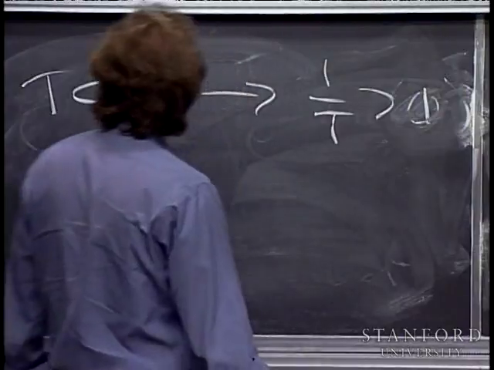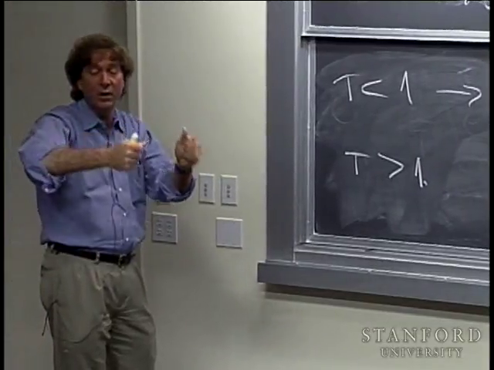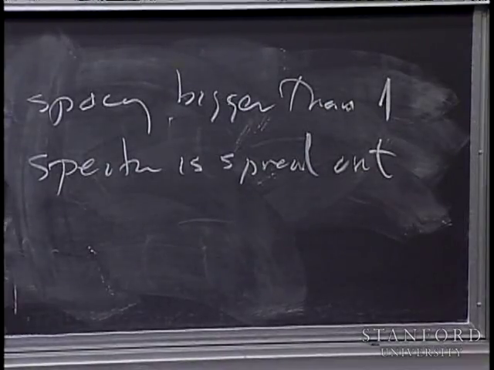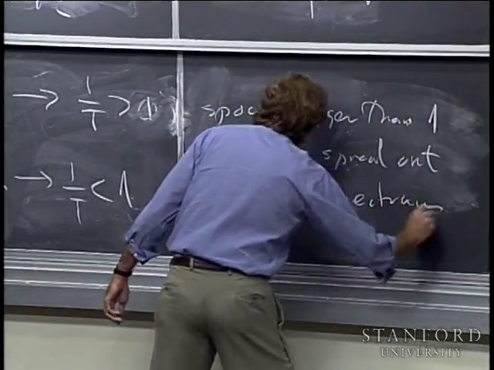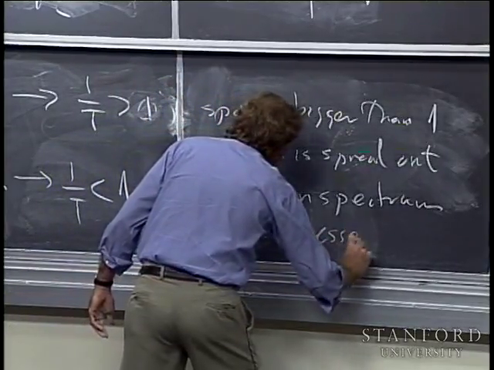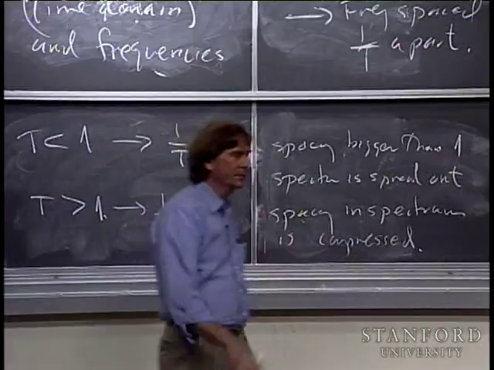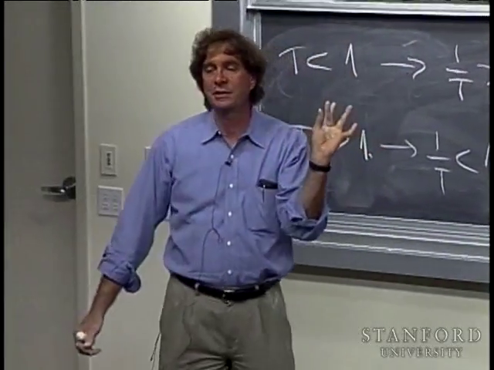If T is bigger than 1, if you have a long period, the spectrum is compressed. The spacing is 1 over T, and 1 over T is less than 1. All right? So the spacing in the spectrum is squeezed, compressed. In particular, as capital T goes to infinity, which is the case ultimately I want to deal with, the spacing of the spectrum is smaller and smaller. The frequencies are getting closer and closer together: 1 over T, 2 over T, 3 over T, 4 over T.